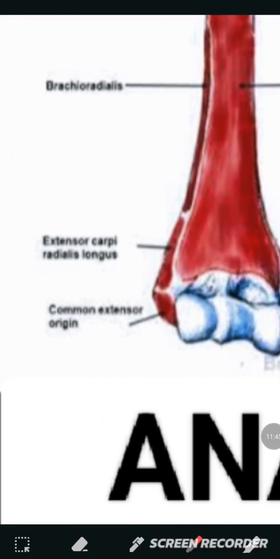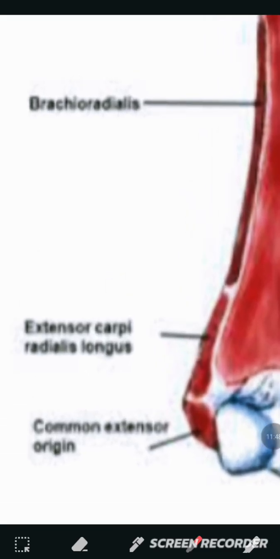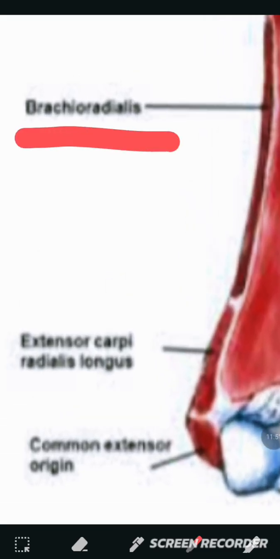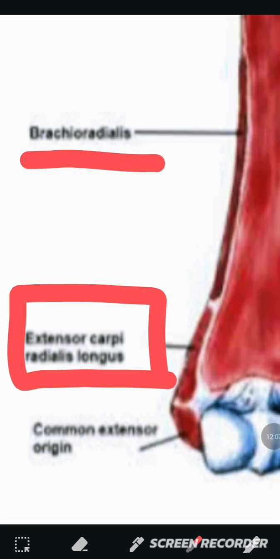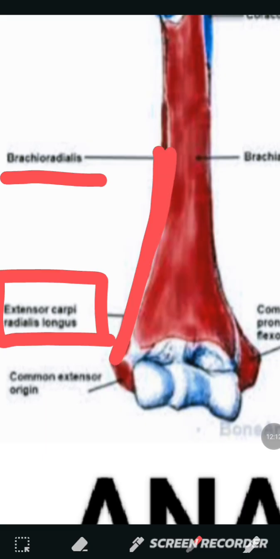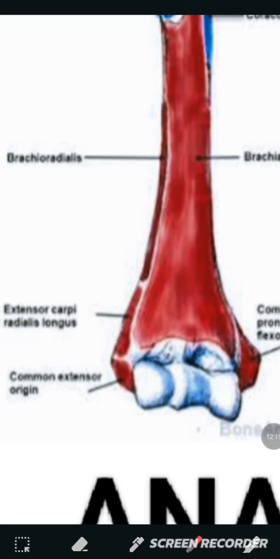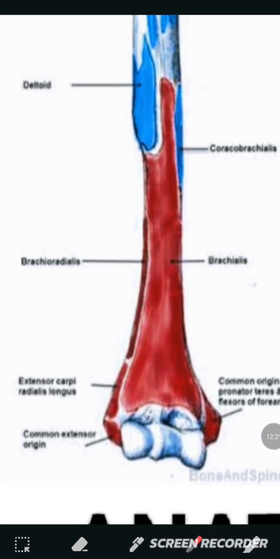We have this brachioradialis, which is attached to the lateral supracondylar ridge. And the third one is extensor carpi radialis longus. This is also attached to the lateral condylar ridge. So these are the three origins from the borders, and the above are the three origins from the surfaces.